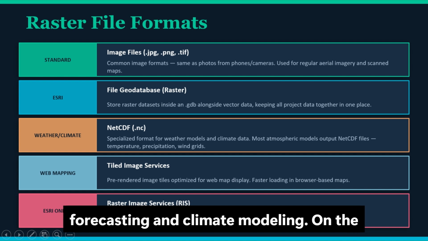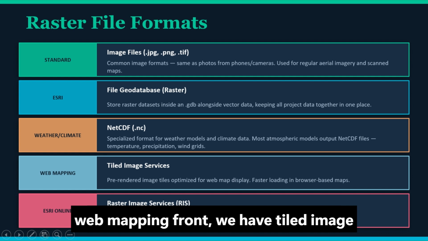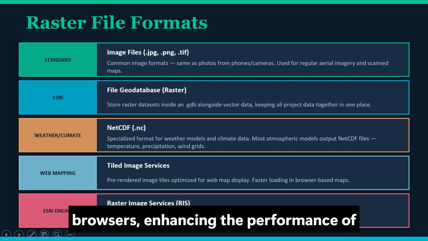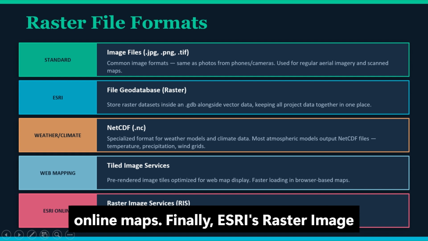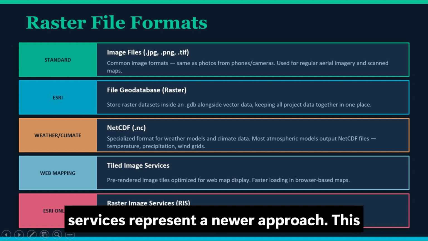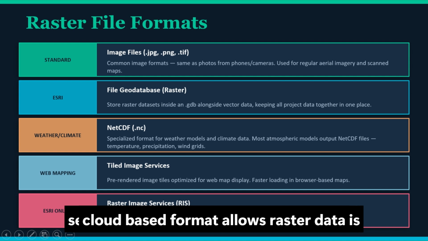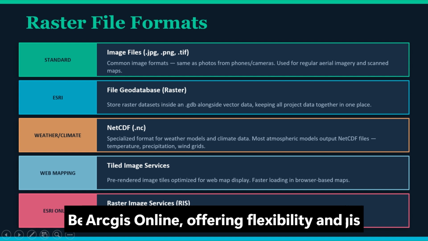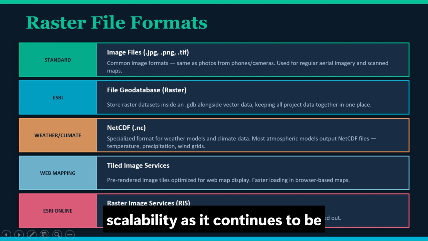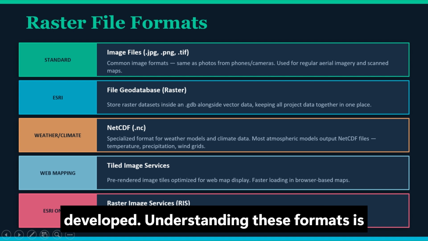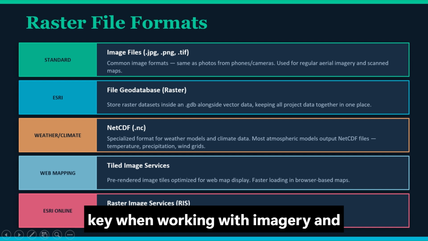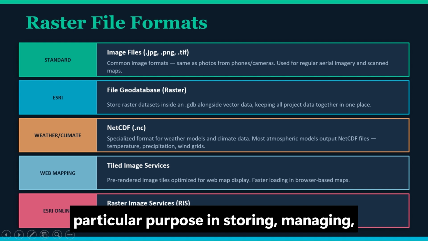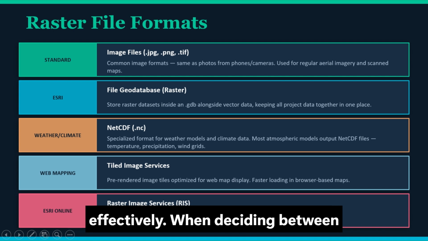On the web mapping front, we have tiled image services. These are pre-rendered image tiles designed to load quickly in browsers, enhancing the performance of online maps. Finally, ESRI's raster image services represent a newer approach. This cloud-based format allows raster data to be accessed and streamed through ArcGIS Online, offering flexibility and scalability as it continues to be developed. Understanding these formats is key when working with imagery and environmental data because each serves a particular purpose in storing, managing, and delivering raster information effectively.